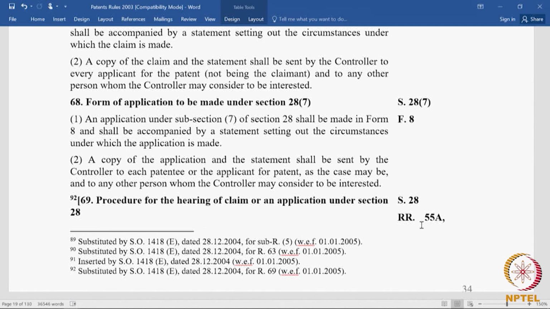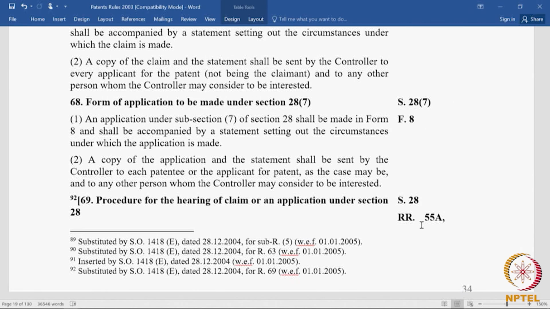That is more important, because normally we understand a prosecution as a proceeding between the controller, that is the patent office, and the applicant. Third parties are normally not allowed, but third parties may be allowed in some cases, and this is yet another case. 28(3) and 28(7) are instances where third parties may be allowed. So, the choices could be 28(3), 28(7), 25(1) and so on.